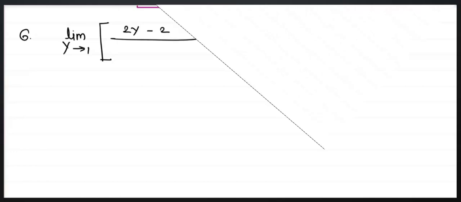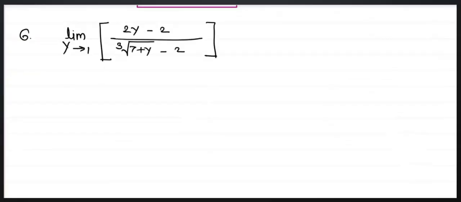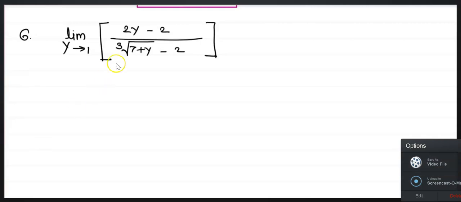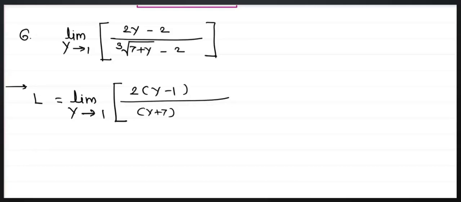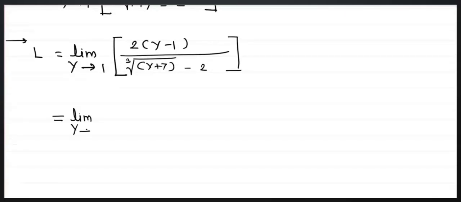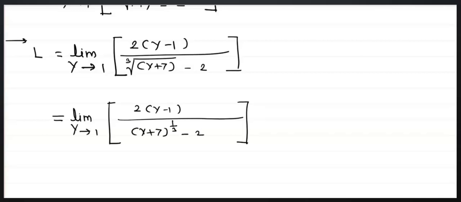Limit y tends to 1, 2y minus 2 upon cubic root of 7 plus y minus 2. Now to solve this example, limit y tends to 1, take 2 as common, then you will get y plus 7 raised to 1 upon 3 minus 2. Therefore, we can write like this.